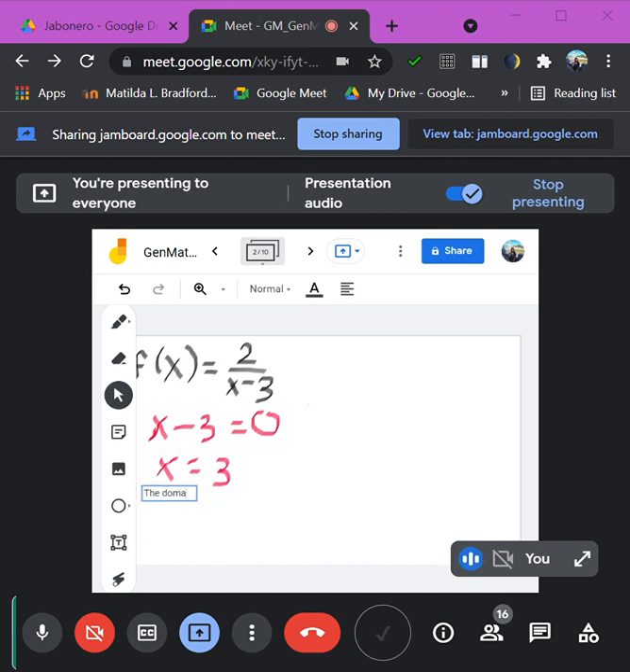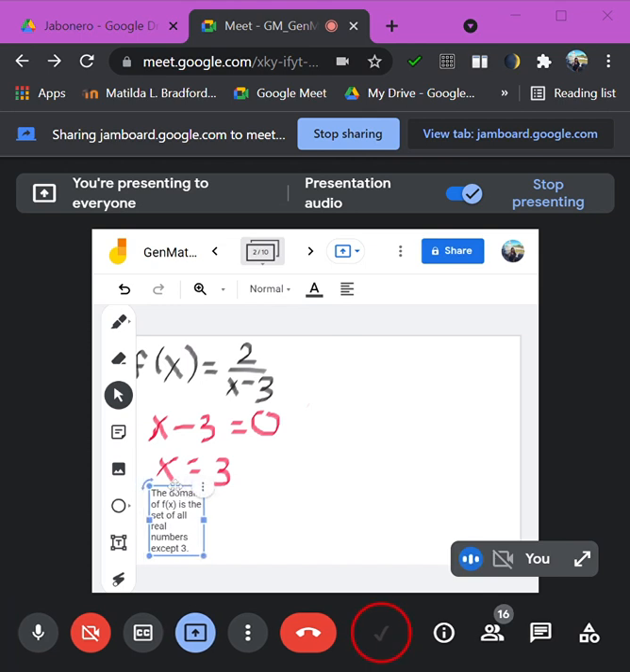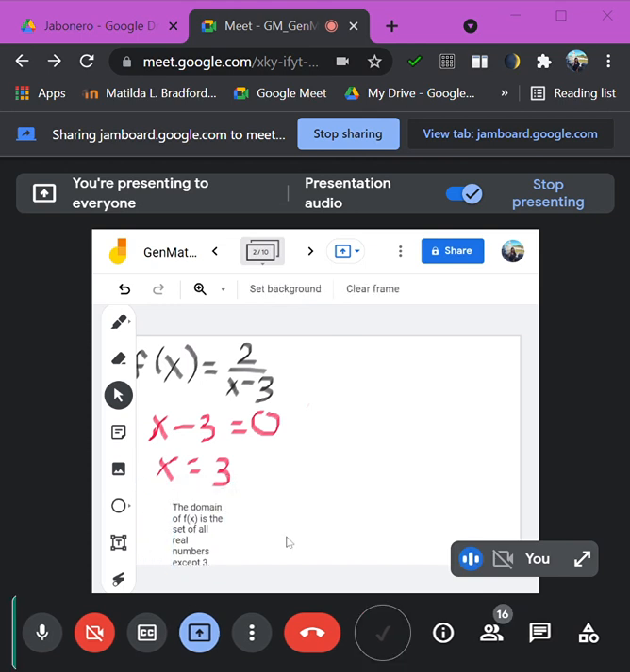The domain of f of x is the set of all real numbers except 3. Okay, so why except 3, teacher? Because if you substitute your 3 into your x, 3 minus 3 is equal to 0.